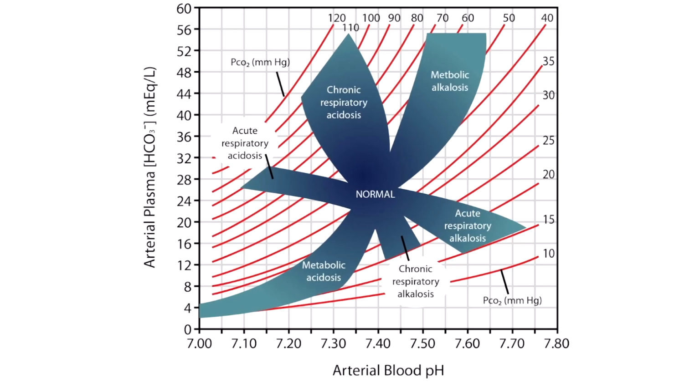Here we see the Davenport diagram of acid-base disorders. Let's freshen up what we already discussed. The x-axis displays the different arterial blood pH values, while the y-axis displays arterial plasma bicarbonate values. In general, anything to the right of 7.4 is considered alkalosis, while anything to the left of 7.4 is considered acidosis.